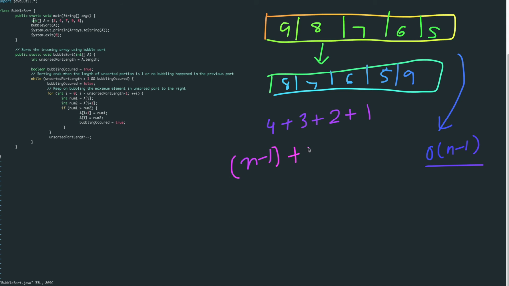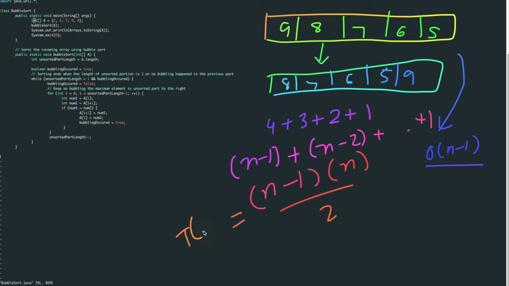So the time complexity of the algorithm is n minus 1 plus n minus 2 and so on up to 1, which is nothing but n into n minus 1 by 2. That is the time complexity, which is basically n square by 2. So that is the worst case time complexity.